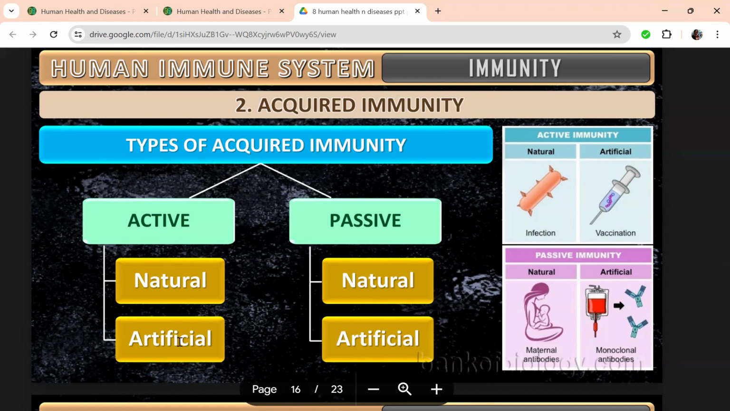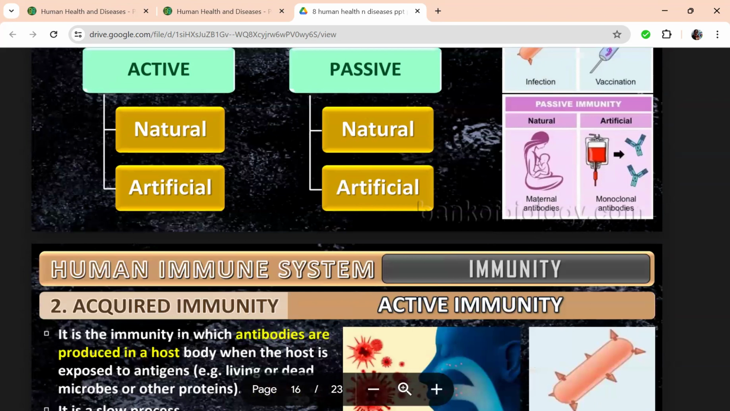Again, passive also might be natural or artificial. Natural immunity is the maternal antibodies which get transferred to me via the placenta, or when the child is being fed in the early days of life. So a huge immunity is from the mother's milk, and artificial is by taking some monoclonal antibodies.